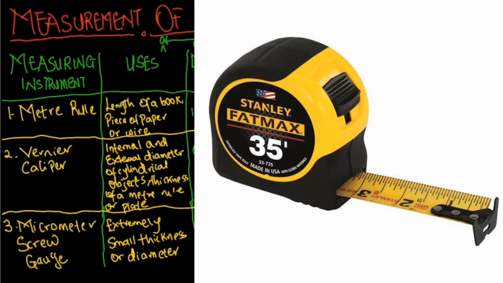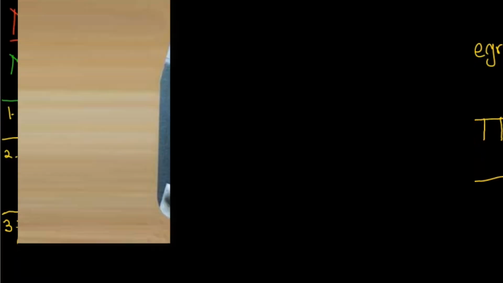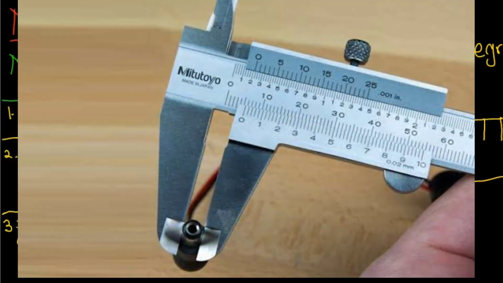For example, the length of a football field, we cannot use a meter rule because the meter rule is so short and it has reading up to 30 centimeter or at most 100 centimeter. So for measuring something like the length of a football field, we need a tape rule. So basically, meter rule is used for measuring things like the length of a book, a piece of paper, or a piece of wire.